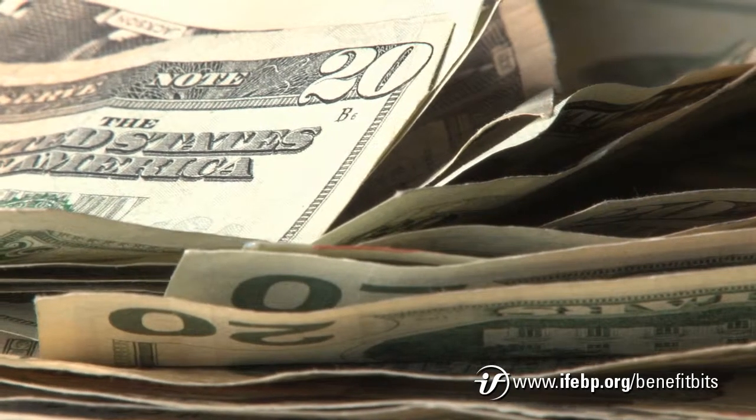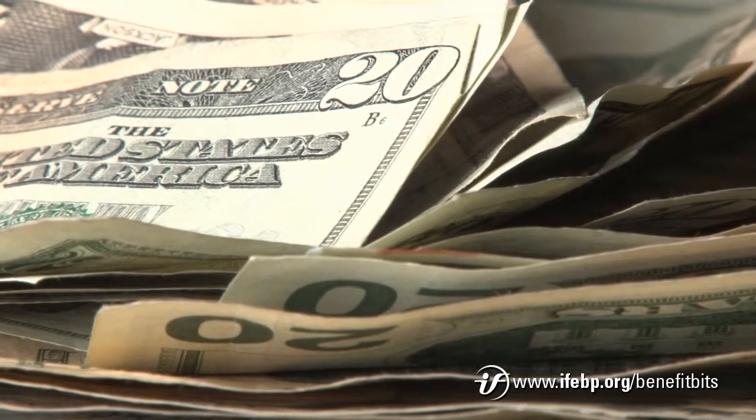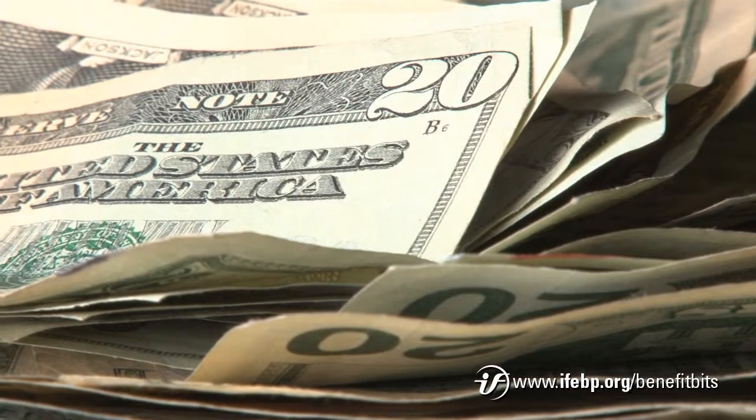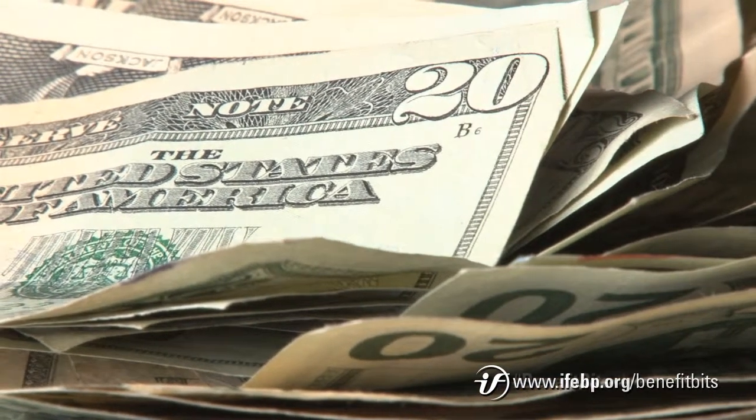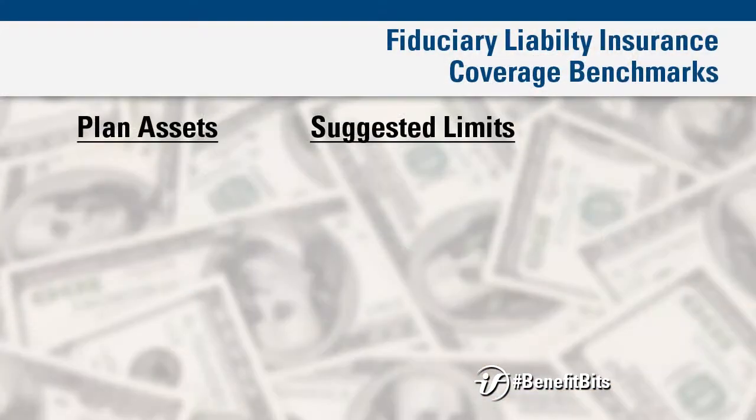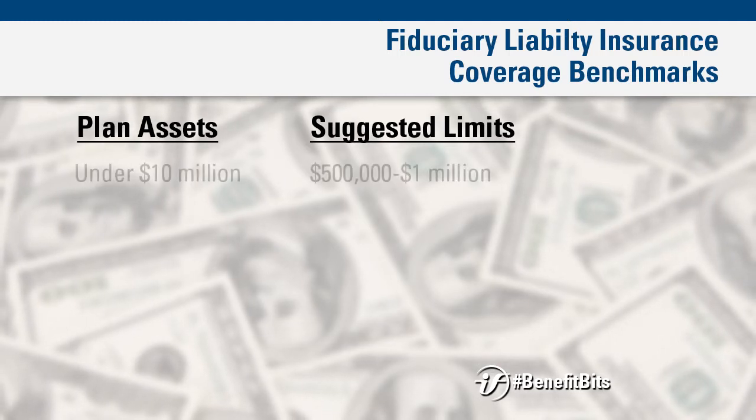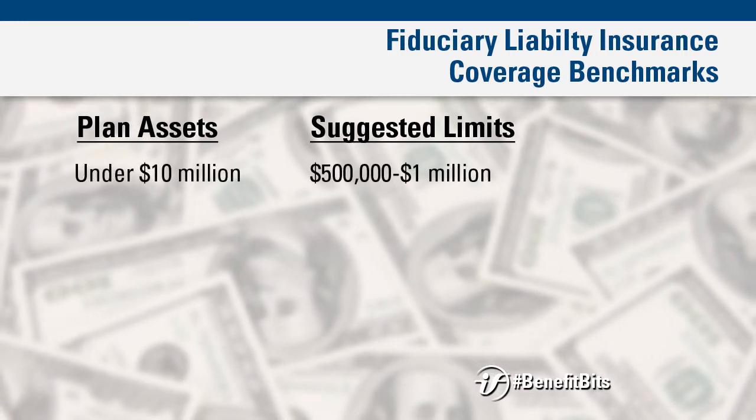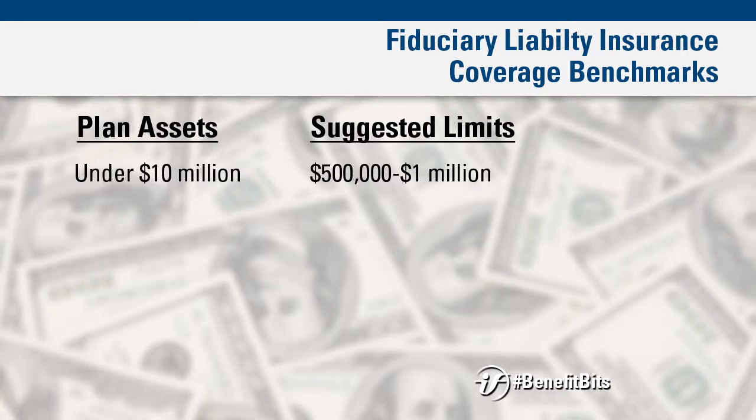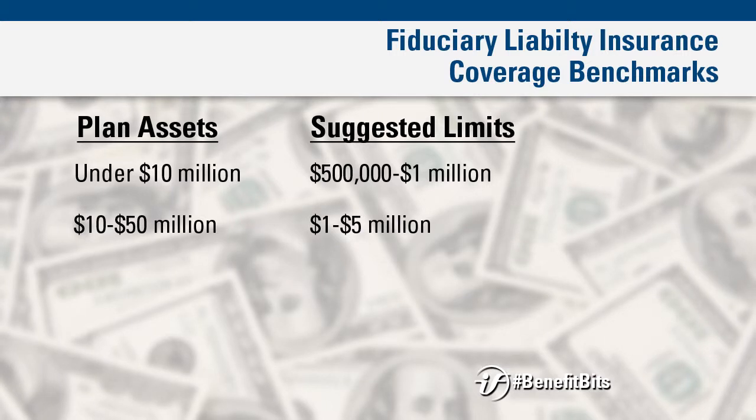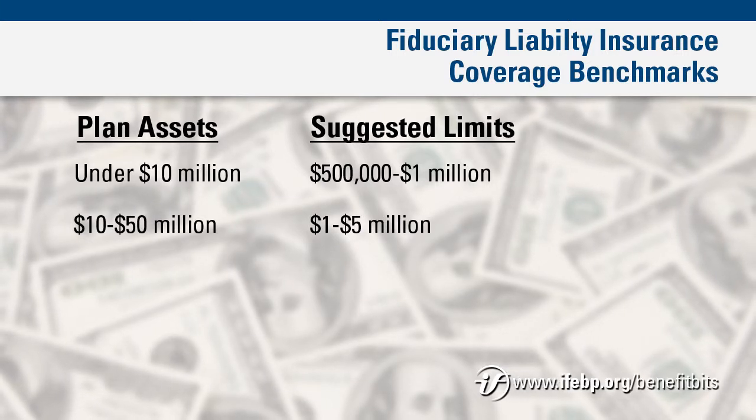Typically, the first thing you would ask in determining how much coverage you need is, what's the size of your plan? If you have a large plan, you need more insurance. Obviously, if you're a smaller plan, you need less insurance. We have benchmarking, and we typically think plans with $10 million or less in assets can go as little as $500,000 or $1 million of limits. If you're between $10 million and $50 million, you probably need to consider $1 million to $5 million.